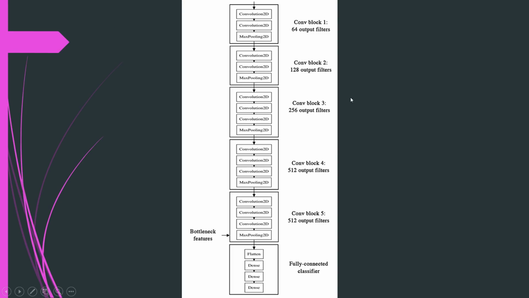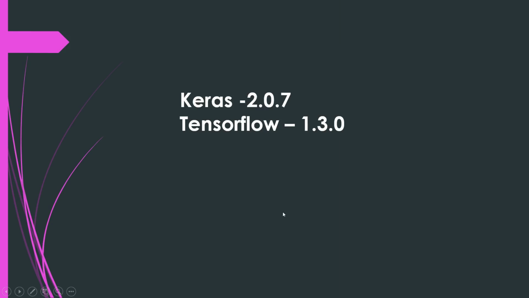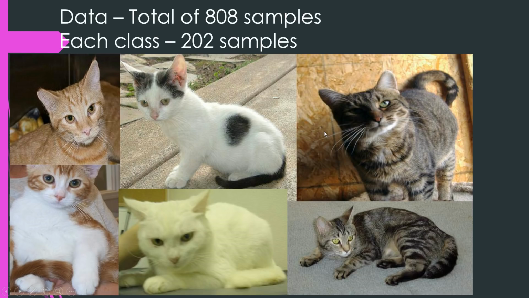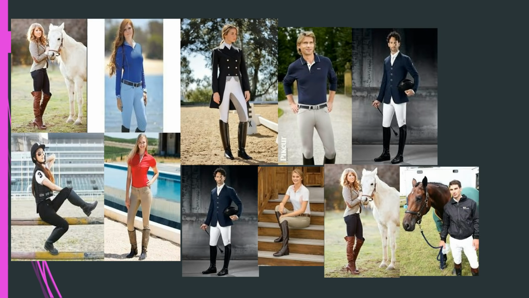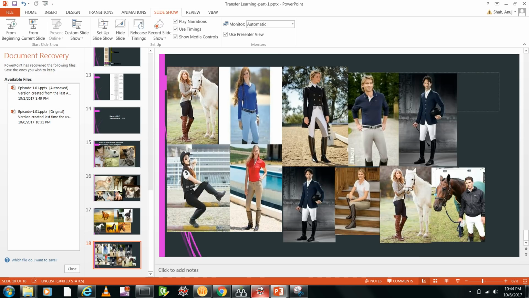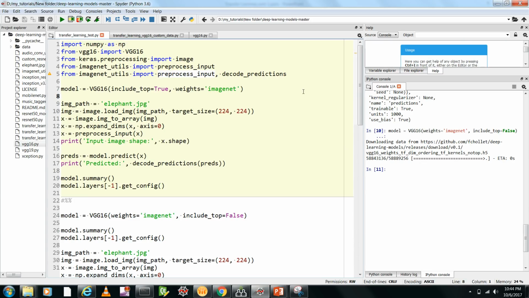Okay, great. So this is how the VGG-16 model is defined in Keras 2. It's given in blocks, and we'll look into it. I'm using Keras 2.0.7 and TensorFlow 1.3.0, and the data is what I used in my previous video. I have 808 samples, 202 samples in each class. I have four classes: cats, dogs, horses, and horse riders. Okay, so let's go to the coding.